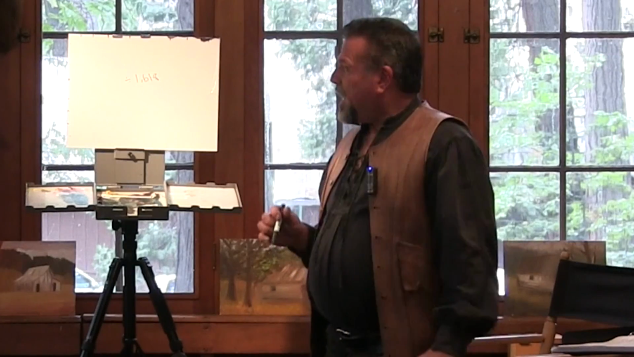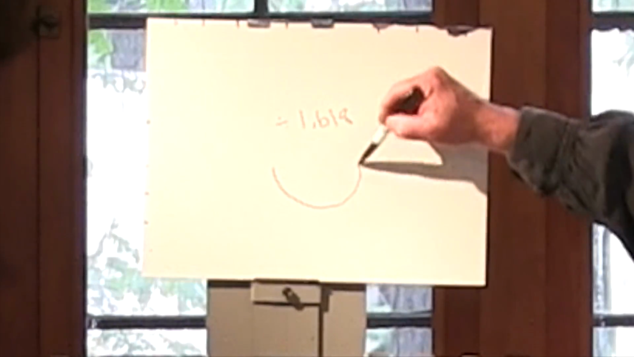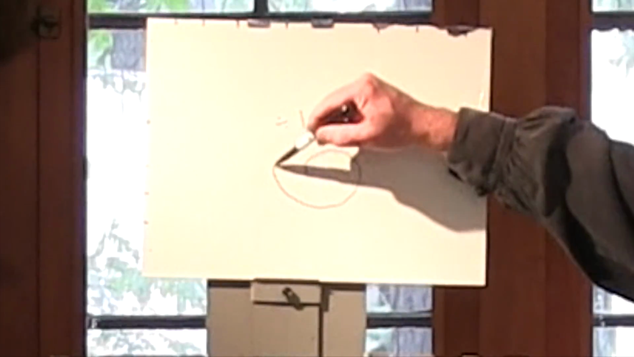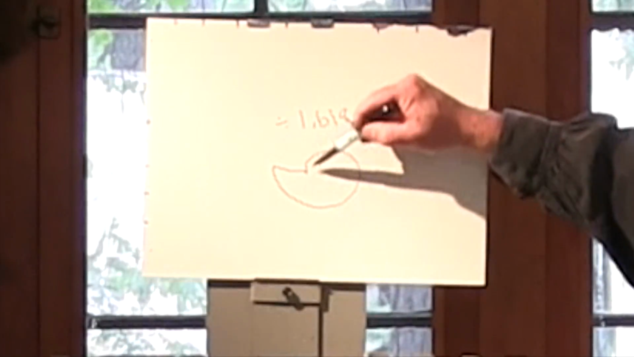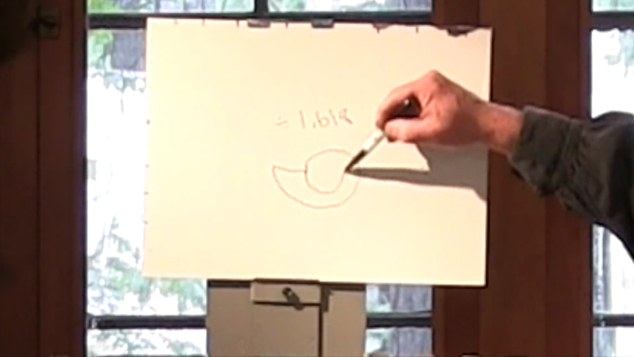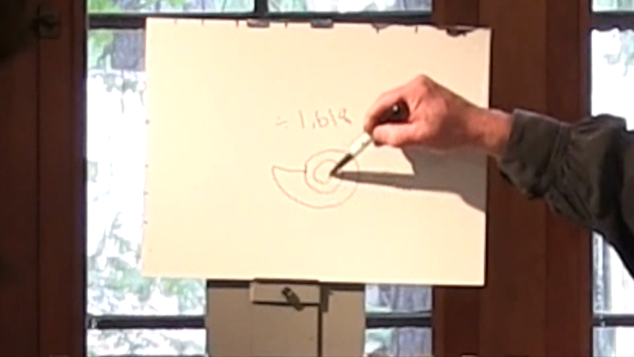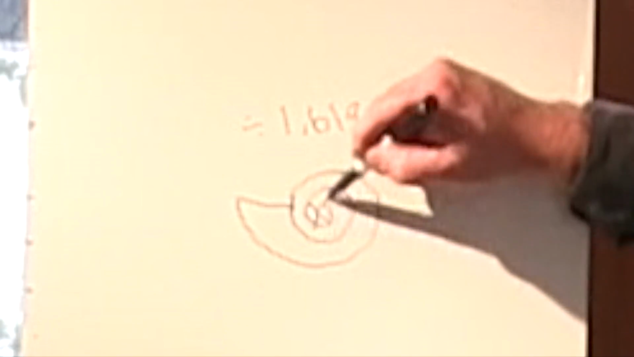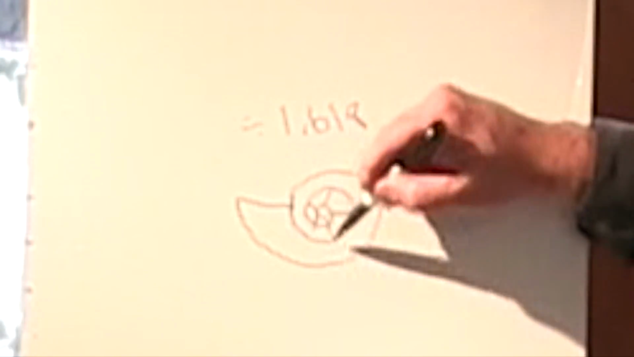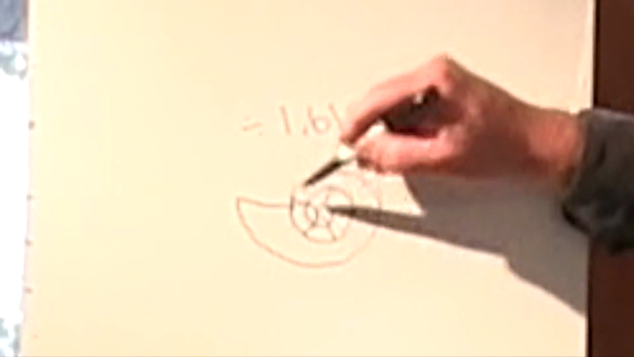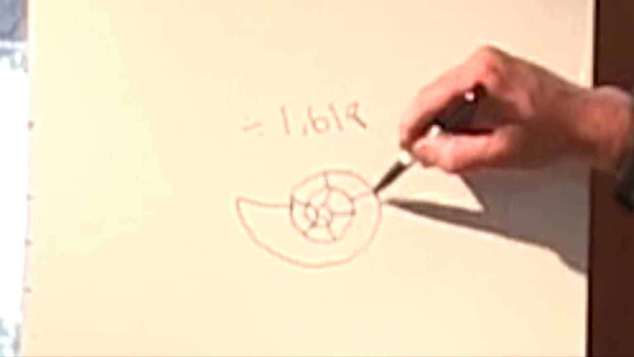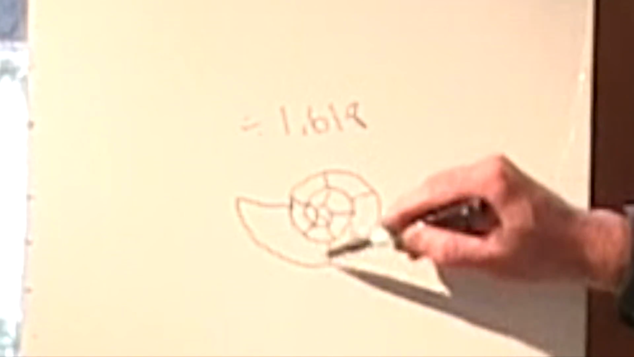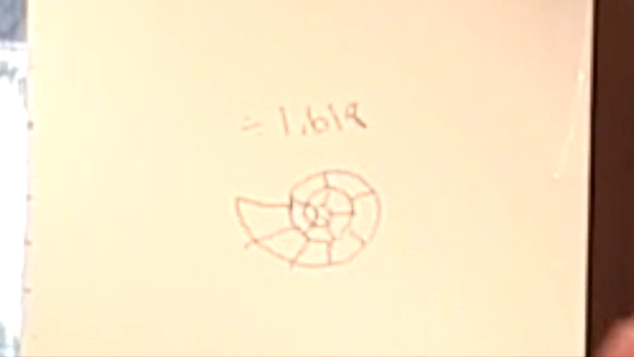If you look at a nautilus shell, it's a shell that kind of looks like this. If you cut that in half, you end up with something that looks like this. Every one of these divisions can be divided by 1.618 to the overall circle, and you'll get all the divisions that you see in a nautilus shell.